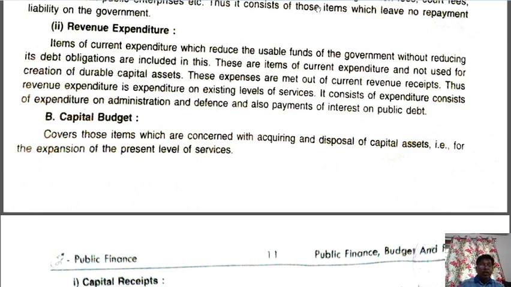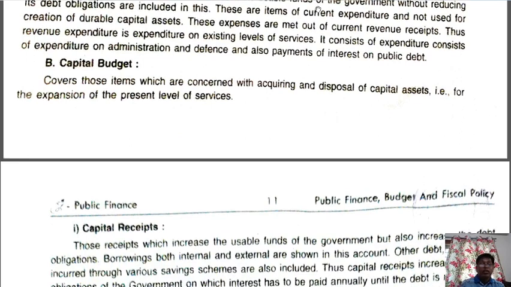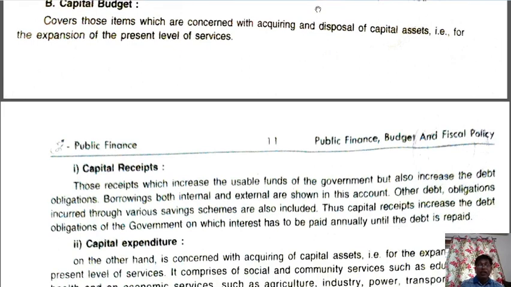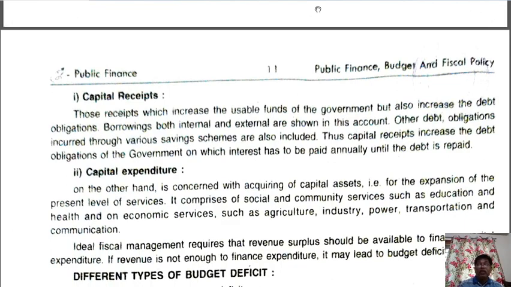Capital budget covers those items which are concerned with acquiring and disposal of capital assets, for example, for the expansion of the present level of services. The capital receipts incur usable funds for the government, but also increase the debt obligation. Borrowing, both internal and external, is shown in this account as other debt. Obligations incurred through various savings schemes are also included.